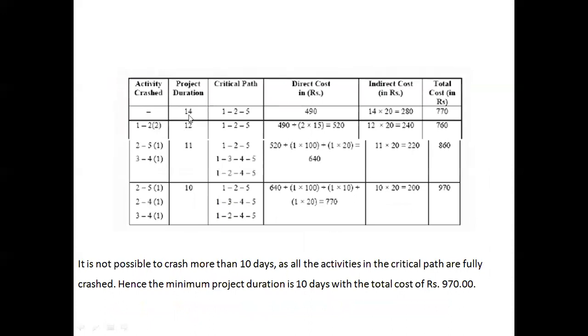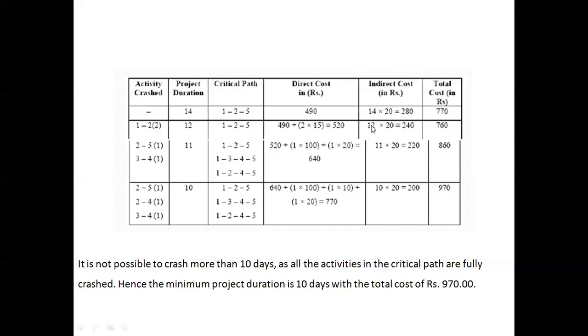Then the project duration will decrease to 12, and 1 to 2, 2 to 5 will remain the critical path. Earlier the direct cost was 490. To that, crashing activity 1 to 2 with a cost slope of 15 for 2 days adds 2 into 15, which means 30 rupees, making the direct cost 520. So the direct cost increases to 520 from 490.